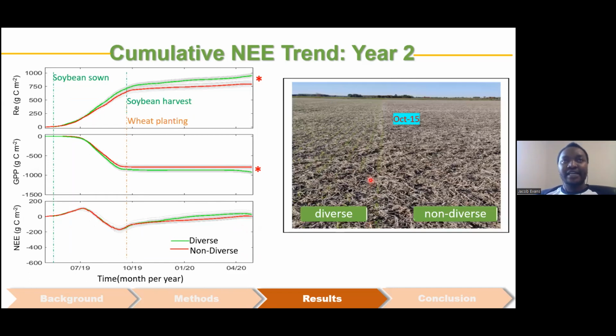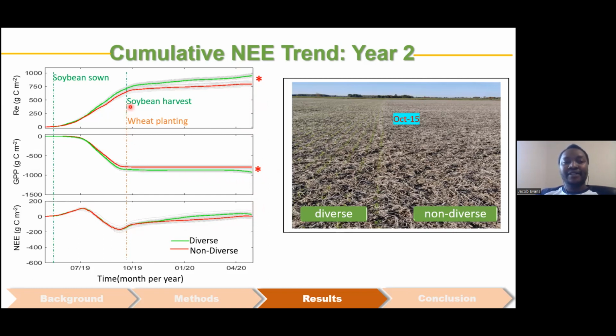In the second year, it's presented in the same format as the first year, but the magnitude of NEE is different. The NEE was positive here at the end, because respiration was larger than GPP, which is what we expected, because soybean is a C3 plant. And the NEE trend was very similar, which is again what we expected, because both fields were managed identically.